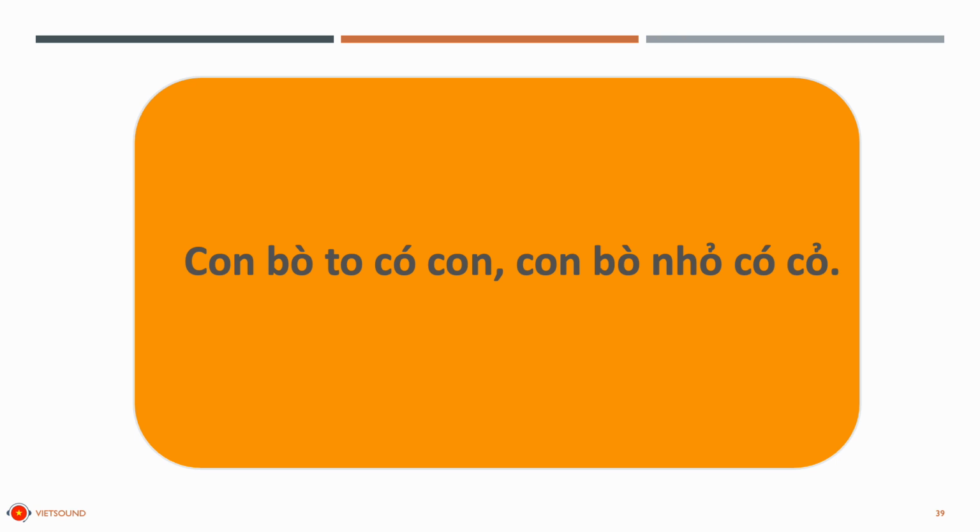Con, bò, to, có, con, bò, nhỏ, có, cỏ. Now a little bit faster. Con bò to, có con bò nhỏ, có cỏ. Now with normal speed. Con bò to có con bò nhỏ có cỏ.